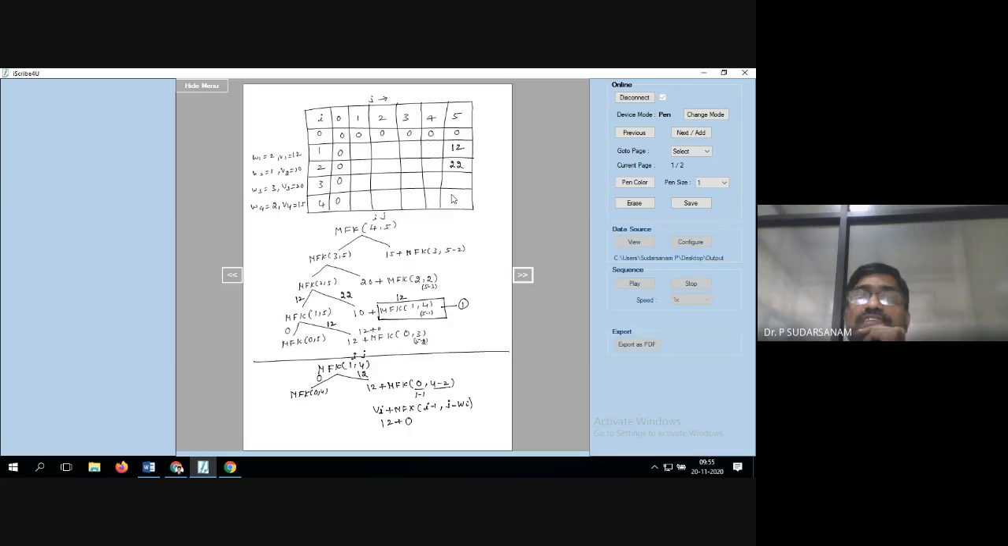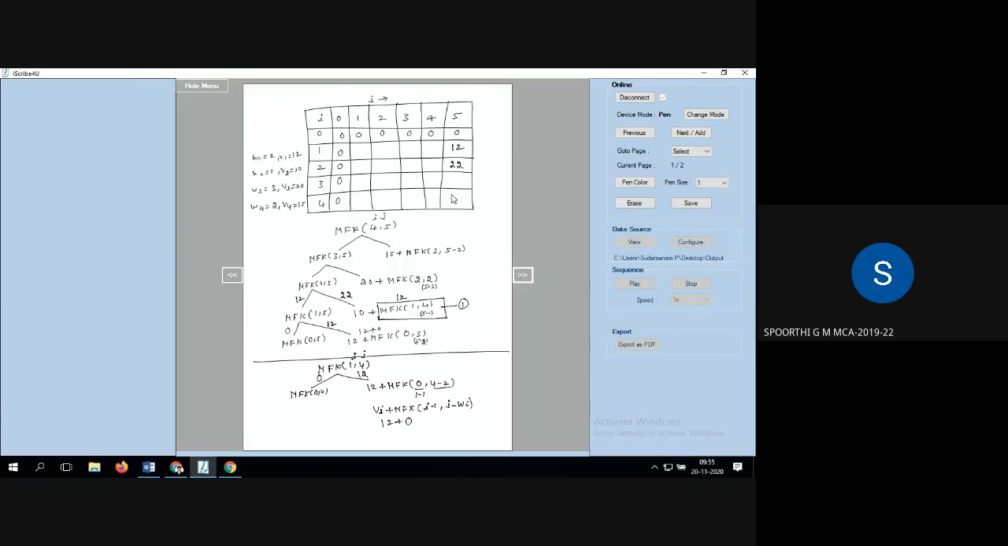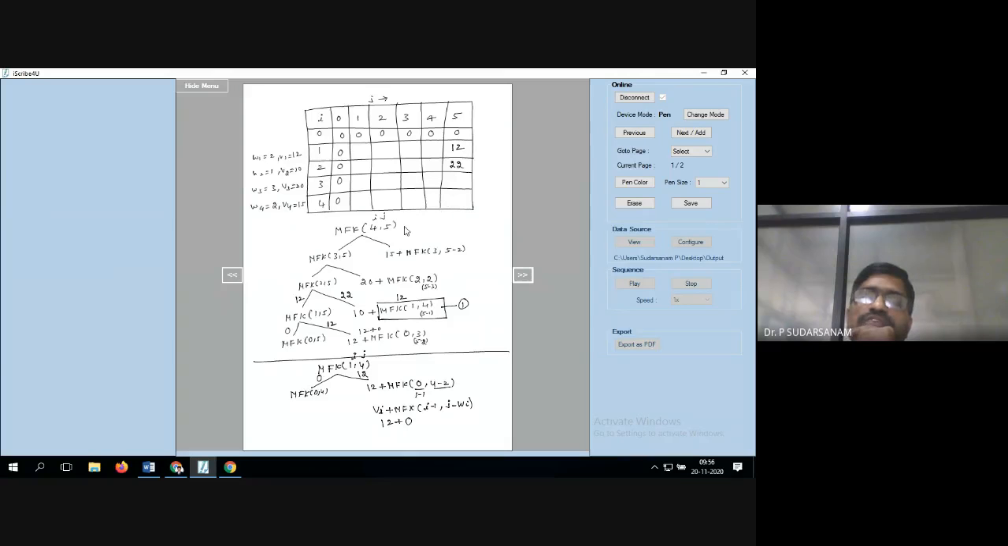Your target is which one? Yeah, 4 comma 5, you have to calculate, no? Yes, sir. Yeah, 4 comma 5. According to the algorithm, what values did you get? You split it. That's all. You fill it and come.